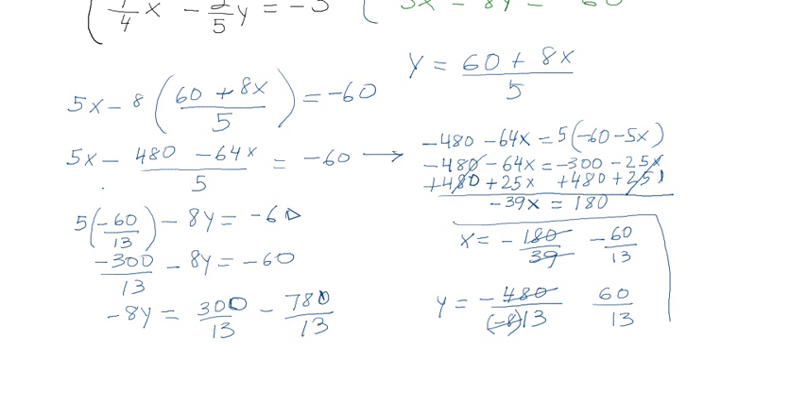So these are my variables. x equals minus 60 over 13 and y equals 60 over 13.